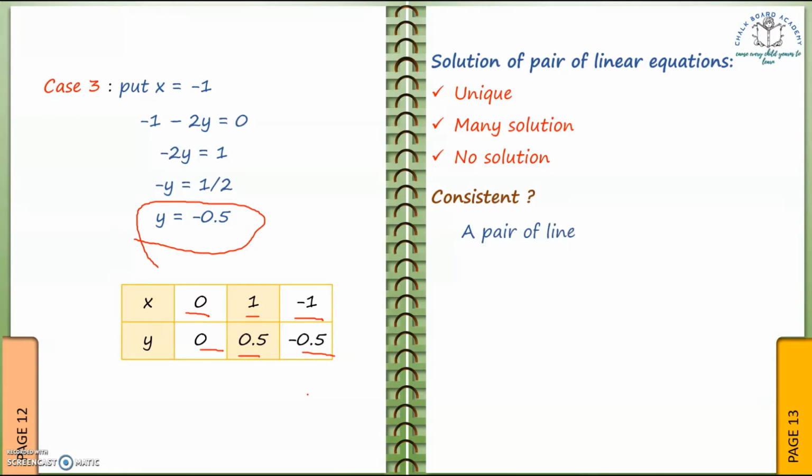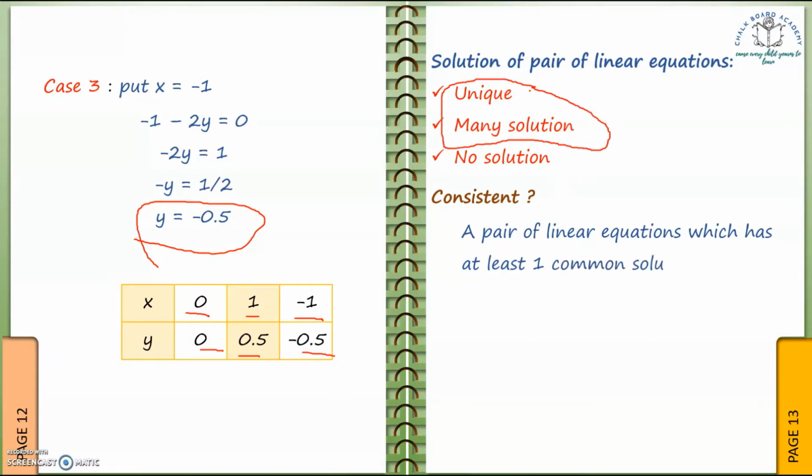So what do you mean by consistent? We say a pair of linear equations is consistent when they have at least one common solution. So when we are talking about consistent, equations containing many or unique solutions are considered to be consistent to each other. And when we are talking about inconsistent, the pair of linear equations do not have any common solution, so they are called inconsistent.